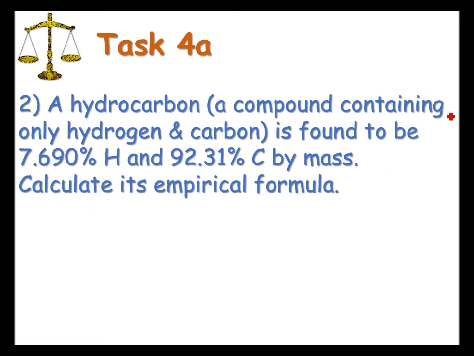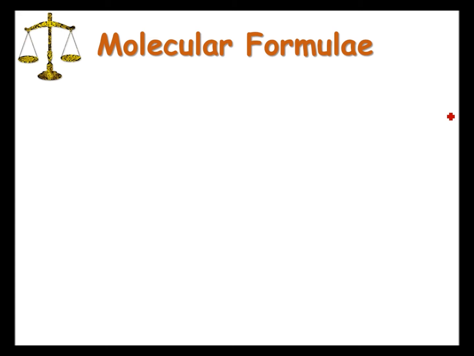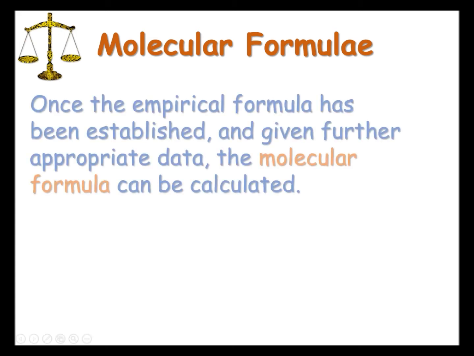Second question: a hydrocarbon containing only hydrogen and carbon has percent masses shown here: 7.690 hydrogen and 92.31 carbon by mass. Then find its empirical formula. Okay, so again, I'll let you work this one out, and we'll talk about the molecular formulae now.